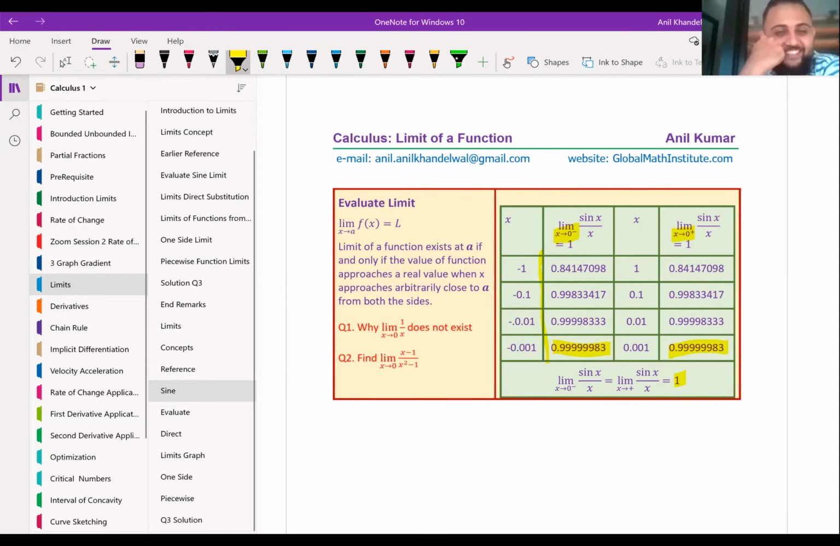Yes. Okay, great. So now, on the left-hand side, I've again given you the caption which says limit f of x equals to L when x approaches a. Limit of a function exists at a if and only if the value of the function approaches a real value when x approaches arbitrarily close to a from both the sides, right? Now we have two questions for you. The first question says, why limit of 1 over x when x approaches 0 does not exist? Can you answer this question, any one of you?